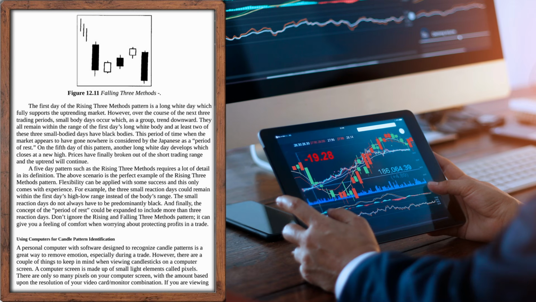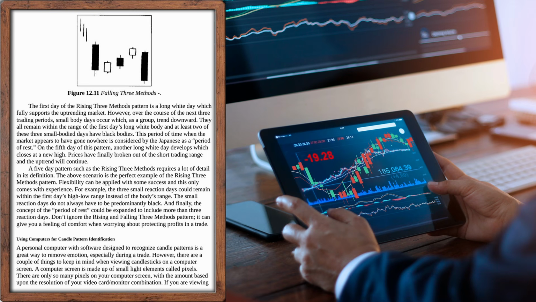A 5-day pattern, such as the rising three methods, requires a lot of detail in its definition. The above scenario is the perfect example of the rising three methods pattern. Flexibility can be applied with some success, and this only comes with experience. For example, the three small reaction days could remain within the first day's high-low range instead of the body's range. The small reaction days do not always have to be predominantly black. And finally, the concept of the period of rest could be expanded to include more than 3 reaction days. Don't ignore the rising and falling three methods pattern. It can give you a feeling of comfort when worrying about protecting profits in a trade.